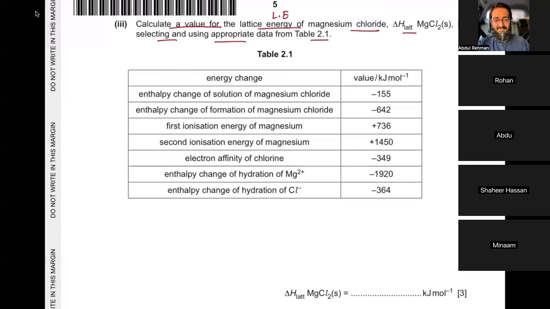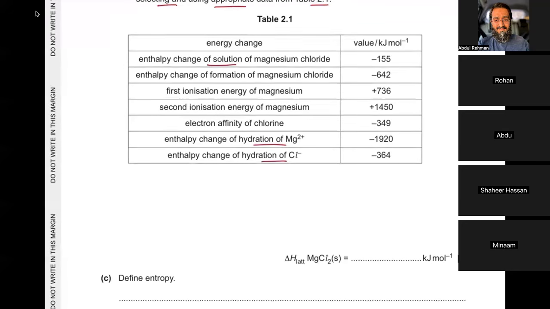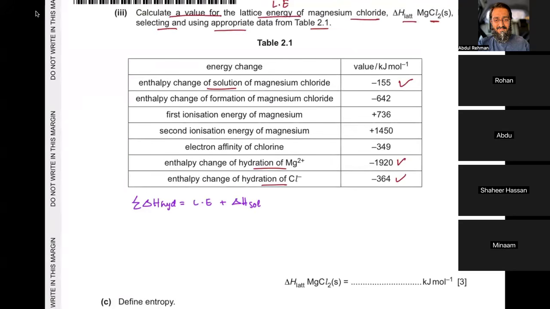So see, you are given with the solution, you are given with the hydrations. So that is easier. If you recall, we derived one expression that sum of enthalpy change of hydration is equals to lattice energy plus enthalpy change of solution. So we are going to use the solution, dehydration of magnesium and dehydration of chloride. But as magnesium chloride has 2 chloride, so this equation is going to be times 2.